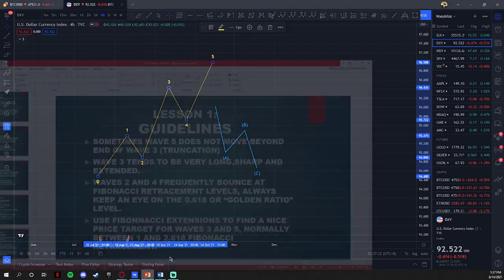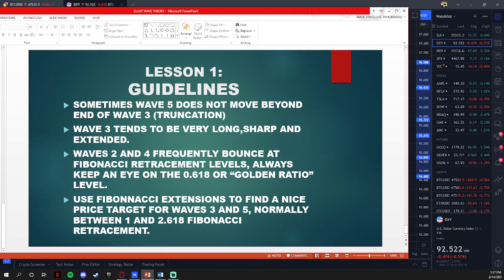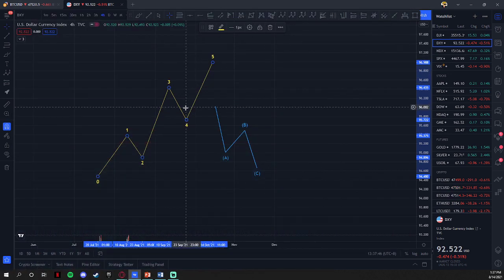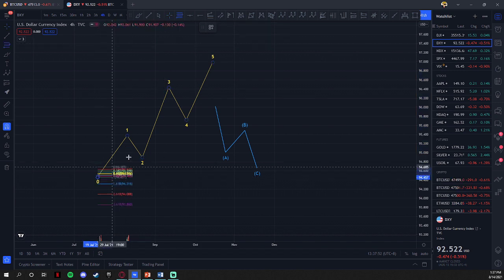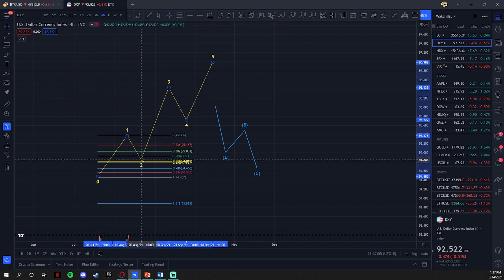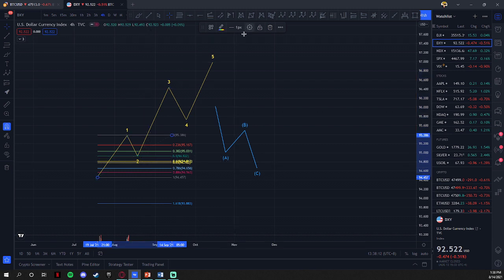Waves 2 and 4 frequently bounce at the Fibonacci retracement levels. Always keep an eye on the 0.618 or the golden ratio level. I would take my Fibonacci from the start of the bottom, right here, and target the 0.618 Fibonacci level. But most of the time I target the 50%, trying to buy on a nice Fibonacci retracement level, but I'm going to be covering this in another lesson.